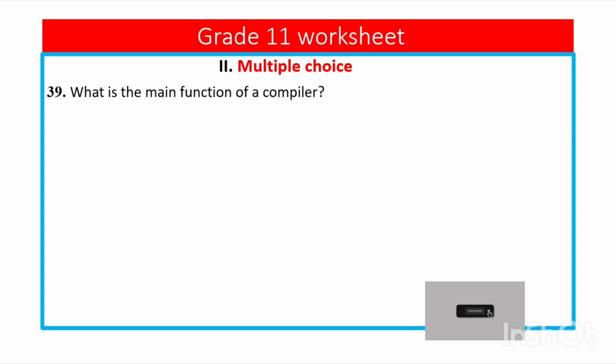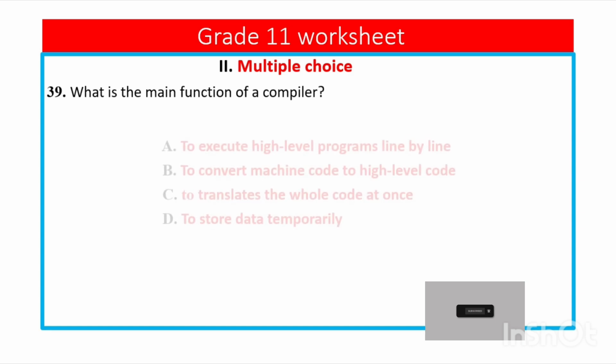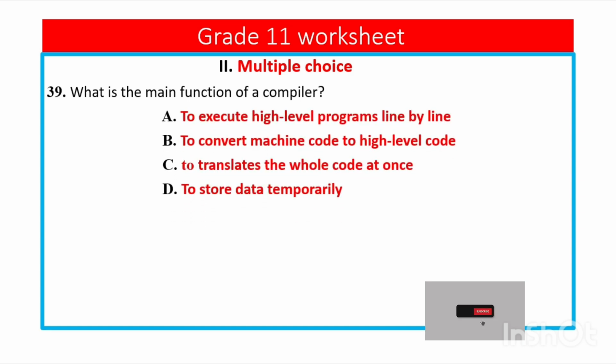39. What is the main function of compilers? A. To execute a high-level programming language line by line. B. To convert machine language into high-level code. C. To translate the whole code at once. D. To store data temporarily.